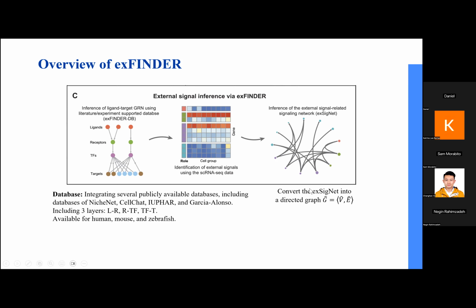Then exFINDER can convert this network, which we call the external signal related signaling network, that's exSigNet, into a directed graph. This graph has nodes, where each node is a gene, and edges, where each edge represents an interaction between two genes. So that's the first half of the exFINDER analysis.